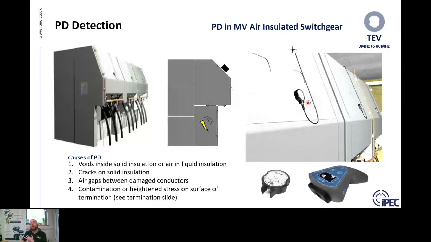So just a reminder, PD inside air insulated switchgear, also known as internal PD in this slide example, could be voids inside solid insulation, cracks on the solid insulation, or air gaps between damaged conductors. PD occurs, is induced inside compartments and then travels across the outer surface. Typically for medium voltage air insulated switchgear with internal PD, we're using TEV sensors, transient earth voltage sensors.